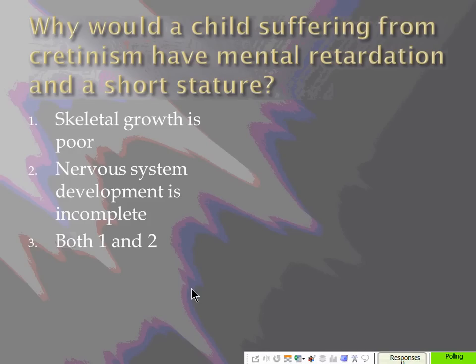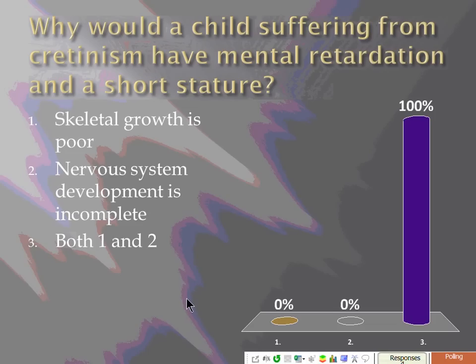Okay. Here, again, a little review. Why would a child have mental retardation and short stature? Yes, both of them.